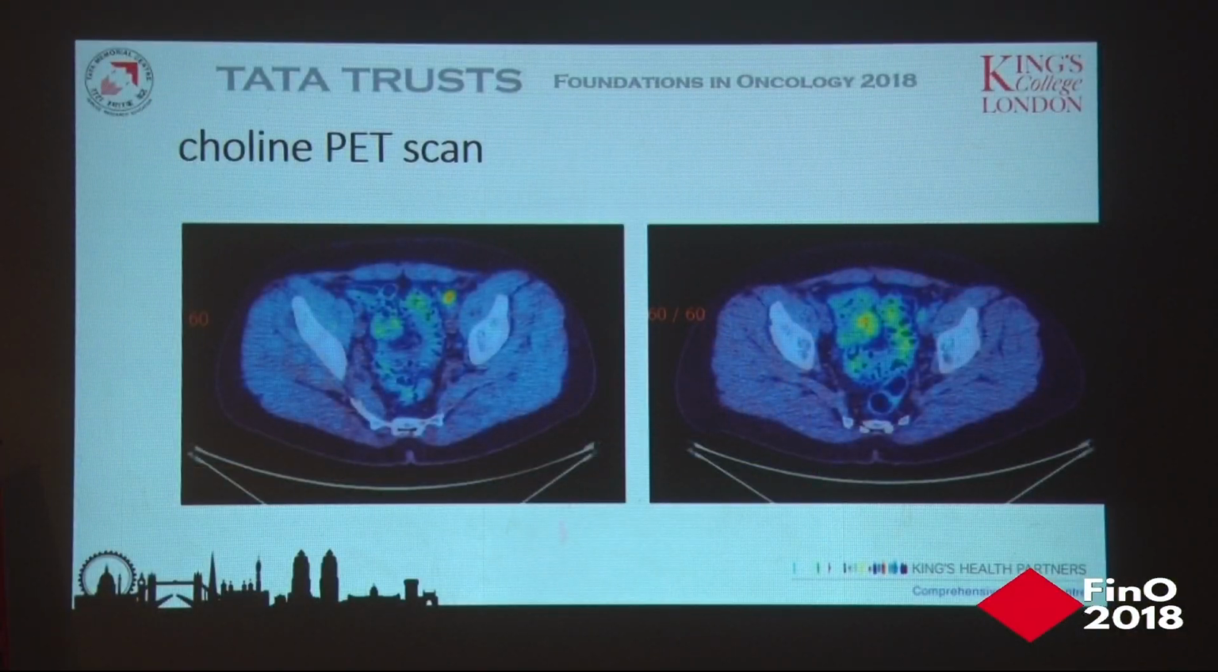One other example is a choline PET scan. This is a patient with locally advanced prostate cancer with quite a few lymph nodes in the pelvis. This is a baseline scan at diagnosis, where this is an obvious lymph node here, and there are a few other lymph nodes which are not projecting very well. And this is after 6 cycles of docetaxel.